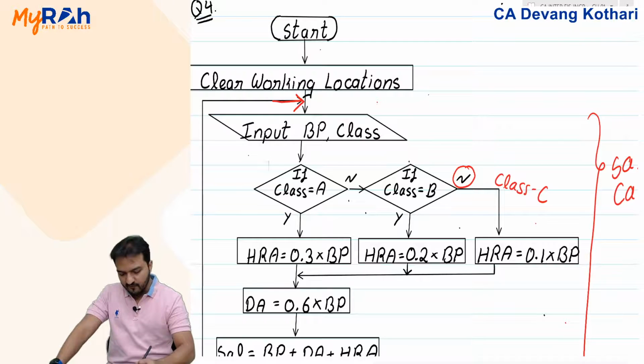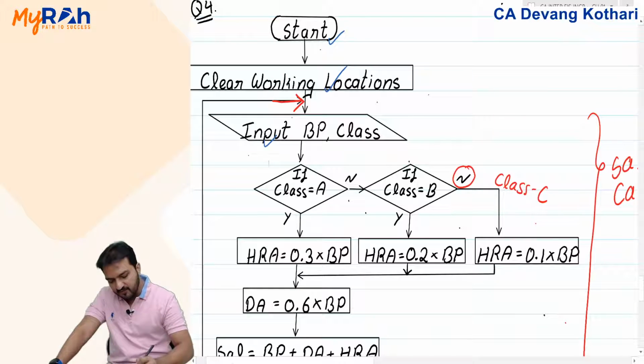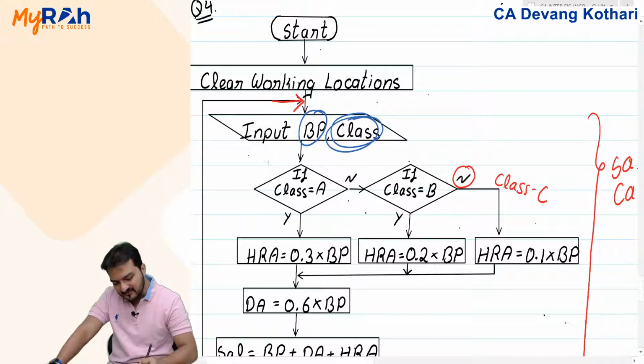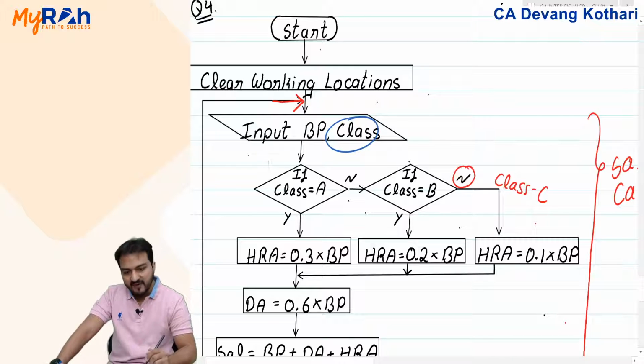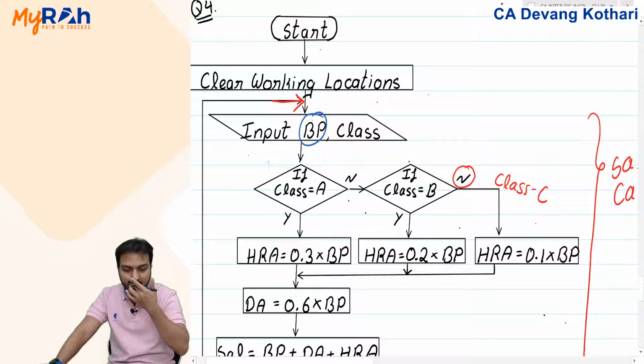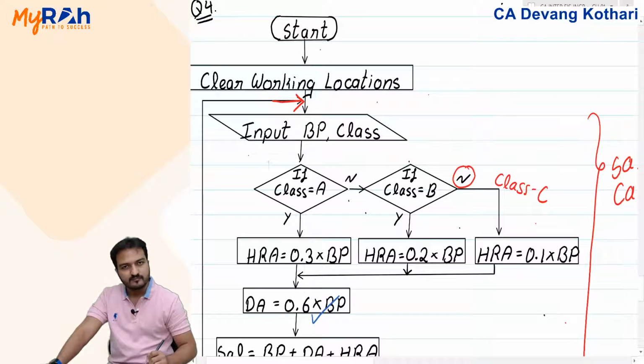This diagram involved again start, clear, working locations, input, basic pay and class. Basic pay of each employee was already given and class was also given in the input. Based on the class you have to decide the HRA. So I already have the basic pay. Now to calculate total salary, I need HRA and the DNS allowance. DNS allowance is the same for all, that is 60% of basic pay, 0.6 into basic pay.